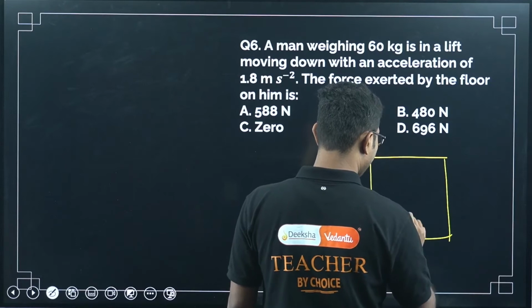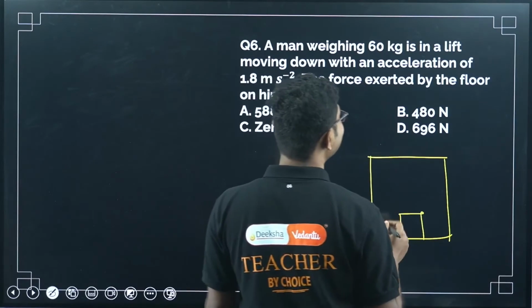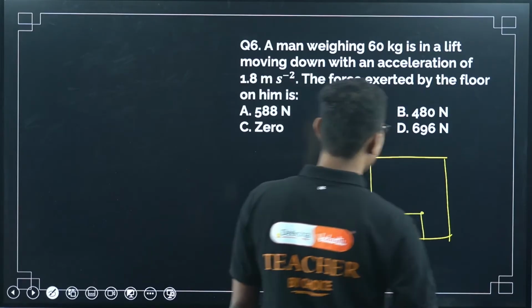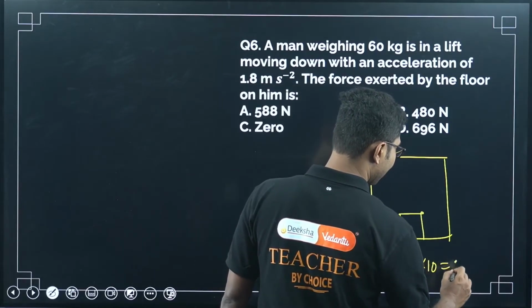Suppose there is a person standing on the lift. What is the weight? Weighing 60 kg means actually the mass is 60 kg, and its weight will be 60 times 10, that is 600 Newton.